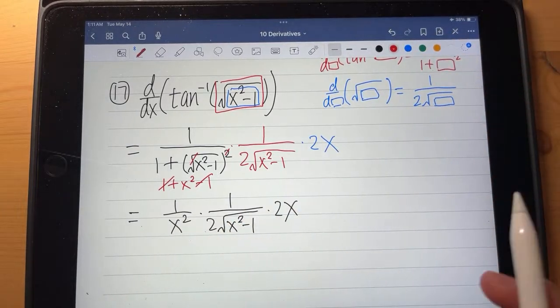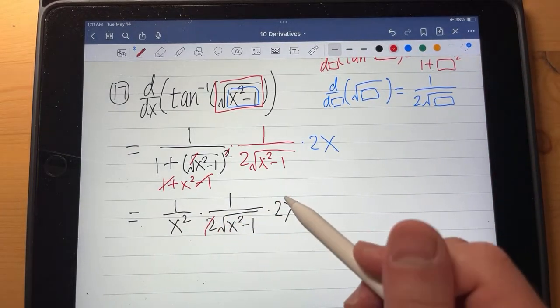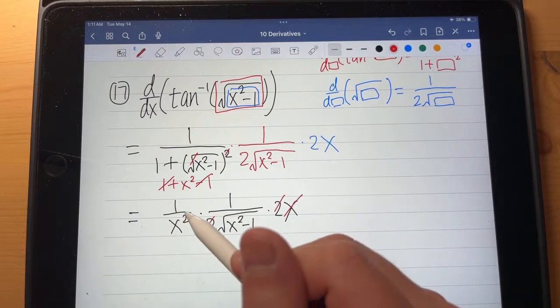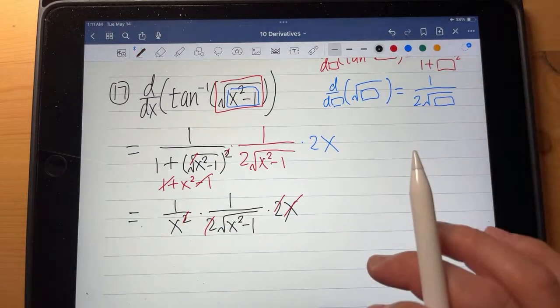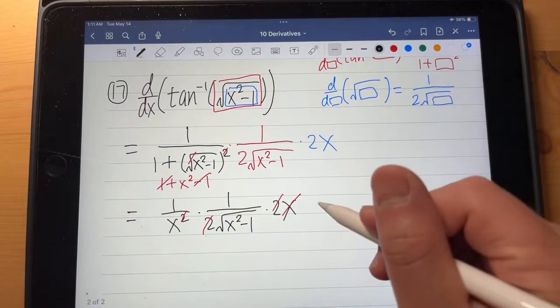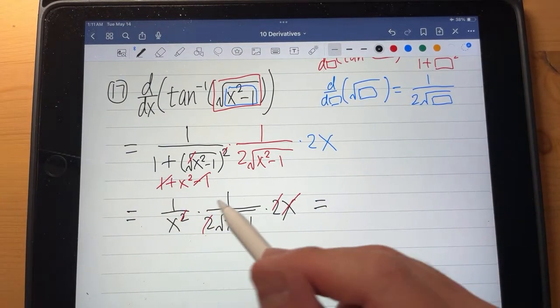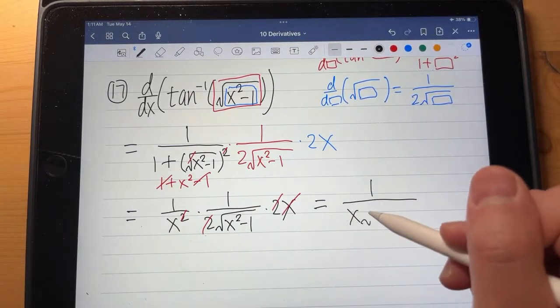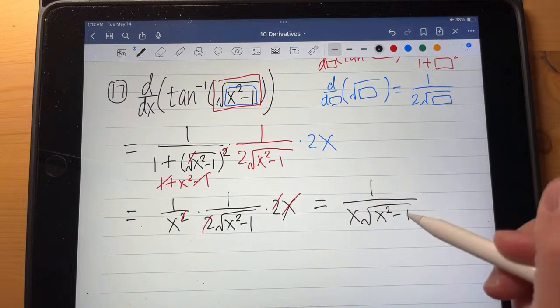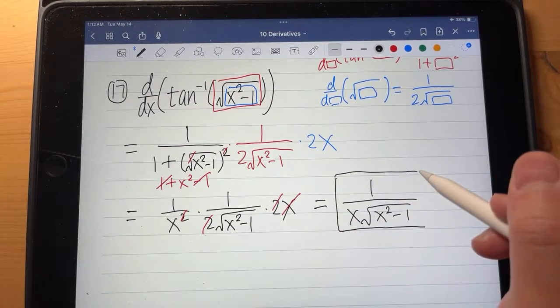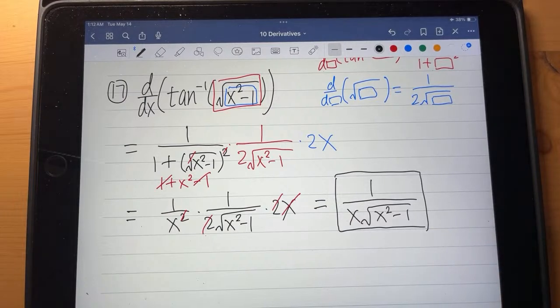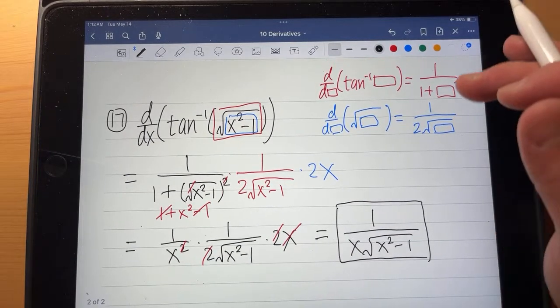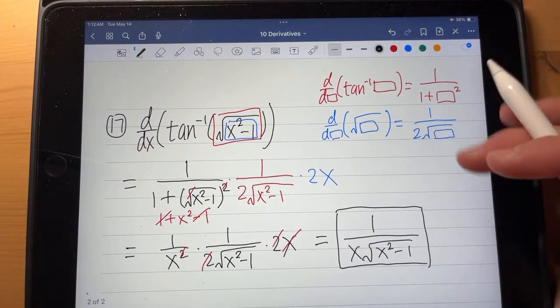Aha! Yes, we can do some cancellations. 2 and 2 cancel. x and 1 of the x cancel. So, the final answer, I will put it down right here to save space. We have just 1 on the top, x times square root of x squared minus 1. And we're done. Okay, so definitely remember the derivative of inverse tangent and also the derivative of square root.